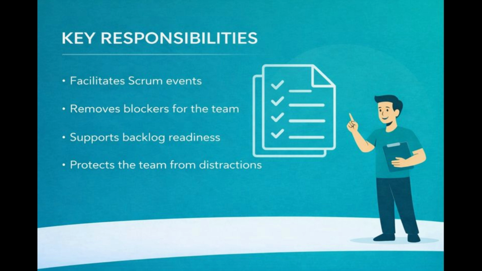Core responsibilities of a Scrum Master. Scrum Masters do whatever is necessary to help the team perform at its best. Common responsibilities include removing obstacles that slow or block progress, facilitating Scrum events so they are effective and focused, supporting the product owner in maintaining a clear, ready, and well-ordered product backlog.